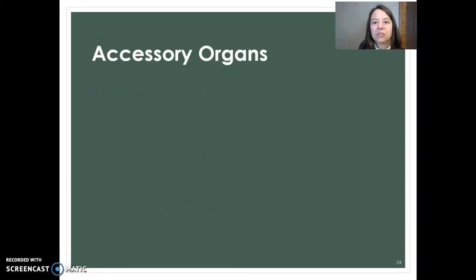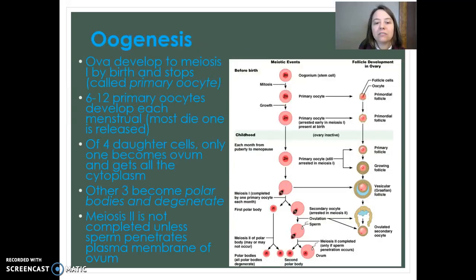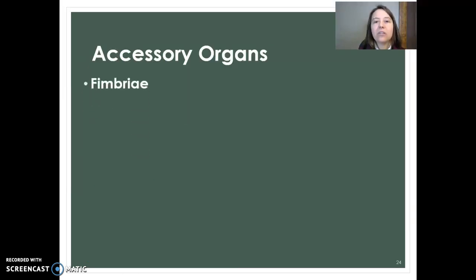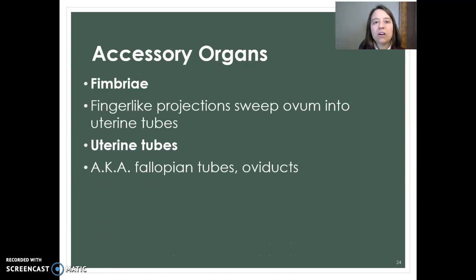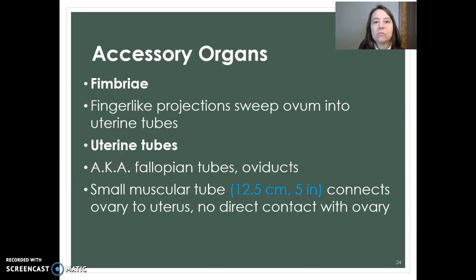Let's talk about the accessory organs of the female reproductive system. So the fimbriae are finger-like projections that sweep the ovum into the uterine tubes. The uterine tubes are also known as fallopian tubes and oviducts. These are small muscular tubes about 12.5 centimeters or 5 inches long, and they connect the ovary to the uterus.